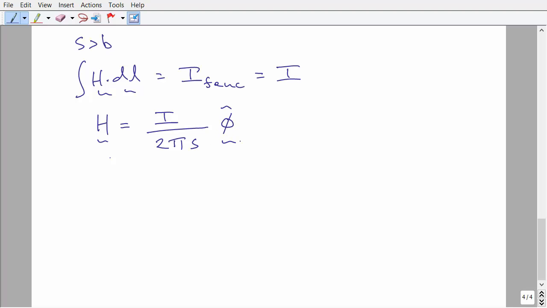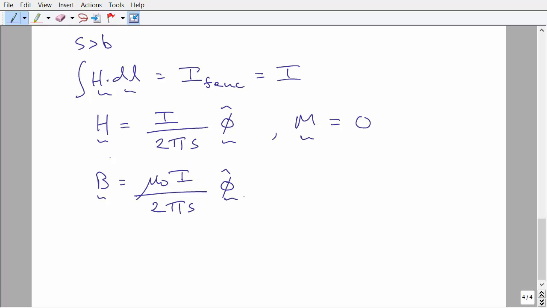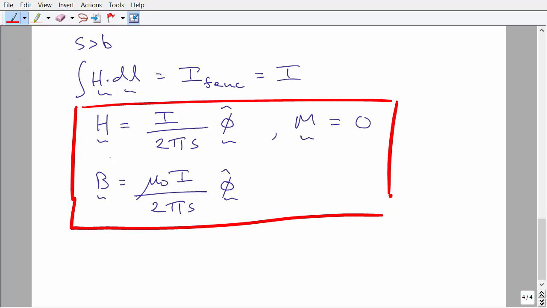Okay, but outside the two conductors, we also have M equal to 0. M is 0 because there's no magnetic material out there. So in this case, the B field is equal to the H field up to mu naught, of course. So the B field now is going to be the following. And those are our results in the region outside the coaxial cable.